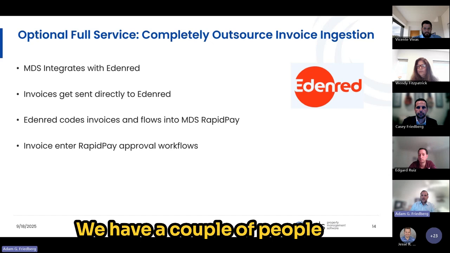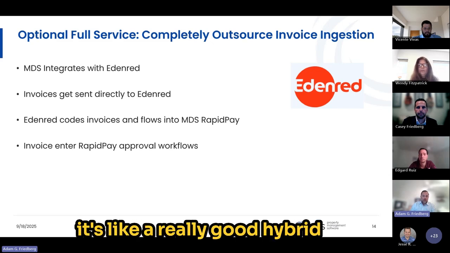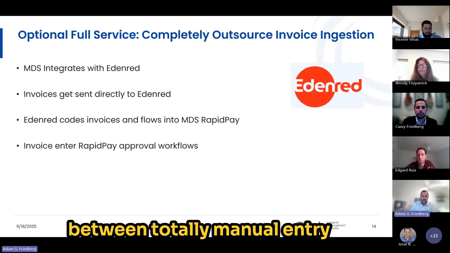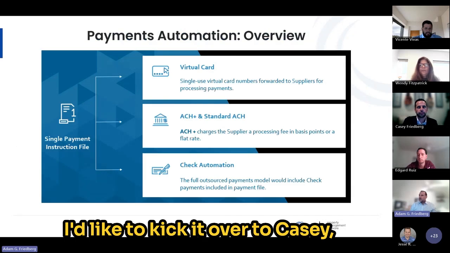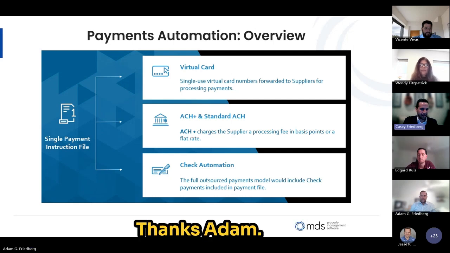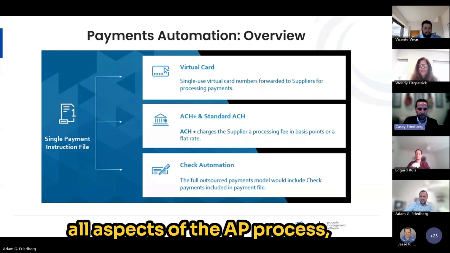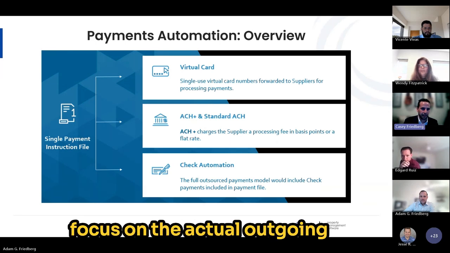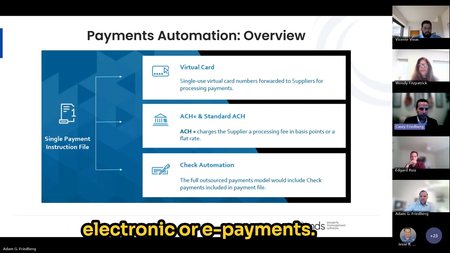We have a couple of people that are doing this, but RapidPay seems to be able to get the job done because it's like a really good hybrid between totally manual entry and totally outsourcing it. I'd like to kick it over to Casey, who is going to talk about e-payment automation. All right, thanks, Adam. So throughout, you've been seeing how you could optimize all aspects of the AP process. And now we're going to focus on the actual outgoing payment through the use of electronic or e-payments.